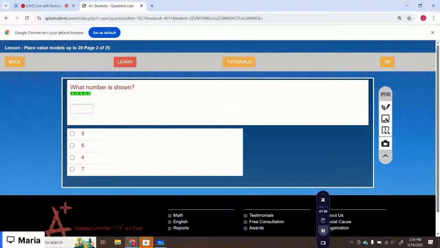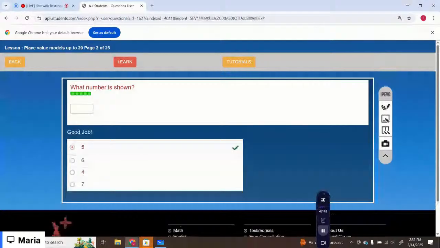What number is shown, which is the correct option? That is 5. Option number one is the correct option.